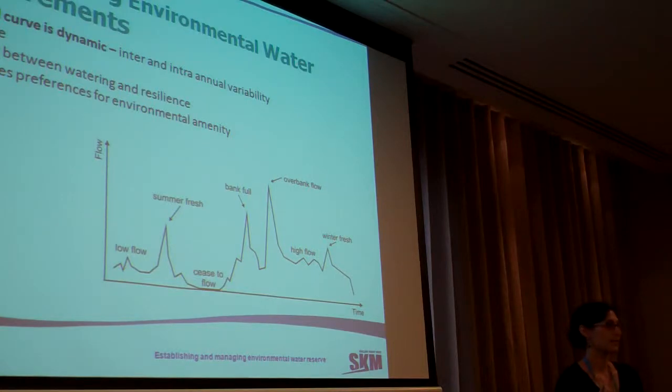So one of the key drivers of that is going to be climate, and that's something which is recognised in the SDL process because it's presented as an average annual, which allows for interannual climate variability. But the demand curve is also going to shift with other factors, such as period between watering, interannual variability, the resilience of the ecosystem in different areas, and also with society's preferences for environmental amenity.